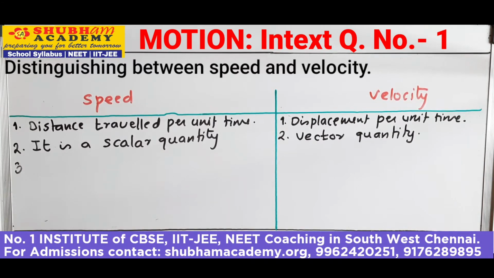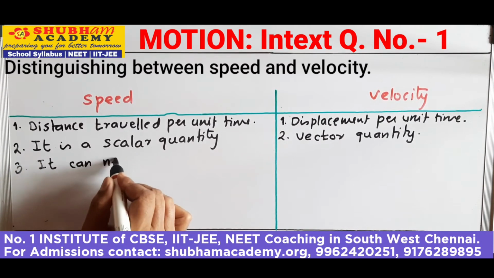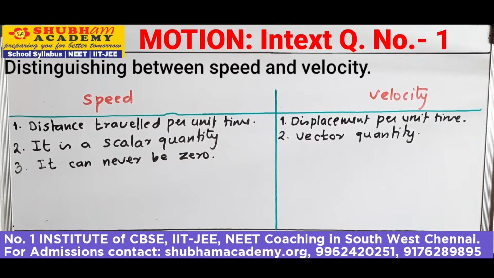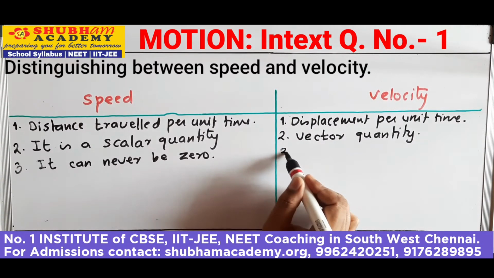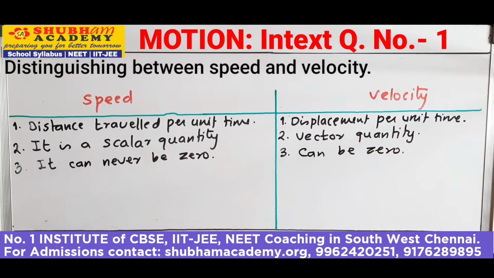Since speed is distance travelled per unit time and distance can never be 0, right? So, speed can never be 0, okay. Now velocity is displacement per unit time. Okay, so if a body starts from a particular position and comes back to the same position, the displacement is 0, right? So velocity can be 0. And what is that condition? When the object comes back to its original position.